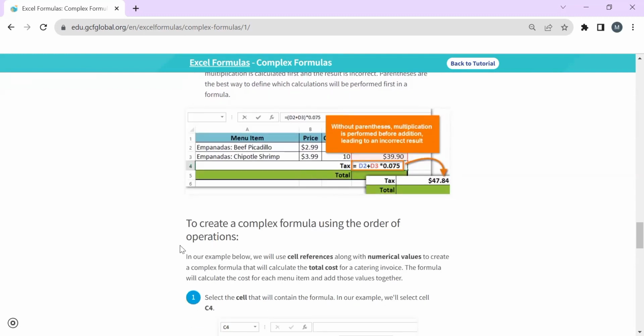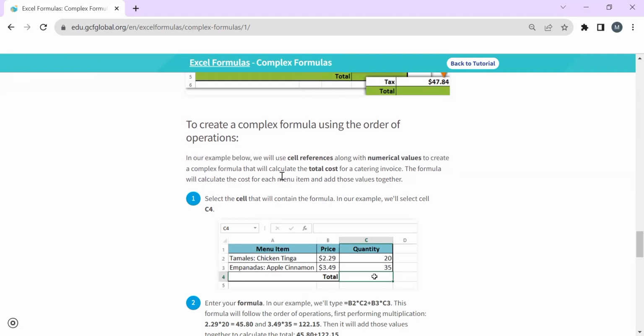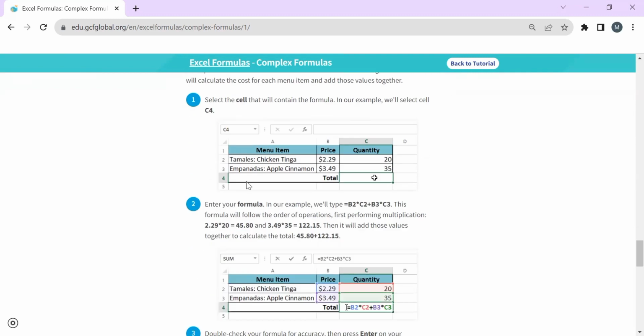Then, to create complex formula using the order of operation, in our example below, we will use cell reference along with numerical values to create complex formula that will calculate the total cost for the catering invoice. The formula will calculate the cost for each menu item and add those values together. The first step, select the cell that will contain the formula. In our example, we will select cell C4. So, ito yung C4 sa may tapat ng total.